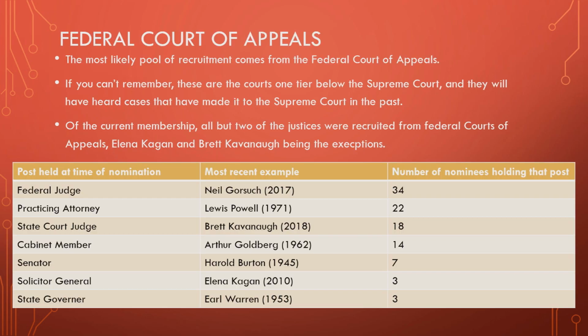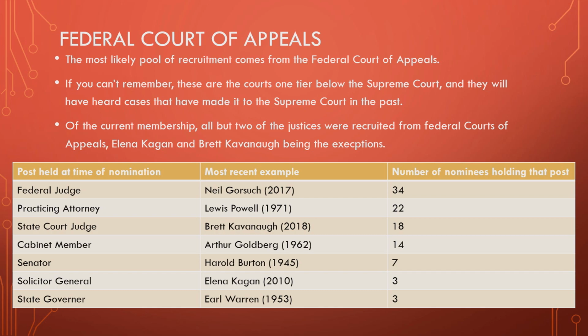Once the president works out their nomination, they may also look for another pool in the Federal Court of Appeals. So if they've worked out a couple of people from their confidants and the people that they talk to, they may also go to the Federal Court of Appeals for potential people to go into the Supreme Court. If you can't remember, the Federal Court of Appeals is the one tier below the Supreme Court, and they've heard cases that may have made it to the Supreme Court in the past. Okay, so they are like the last line of defence before it gets to the Supreme Court. So they will have heard cases that the Supreme Court hasn't heard of.